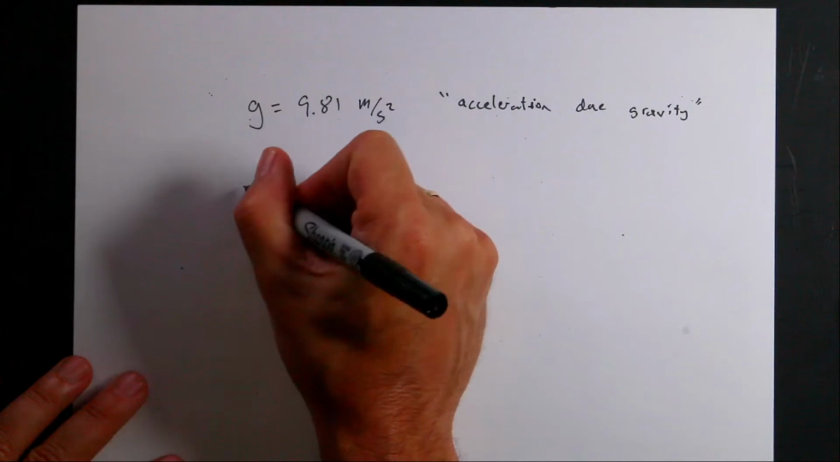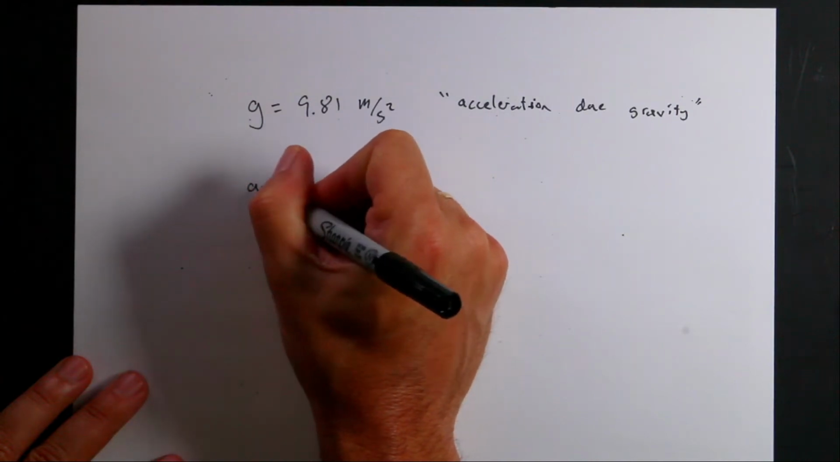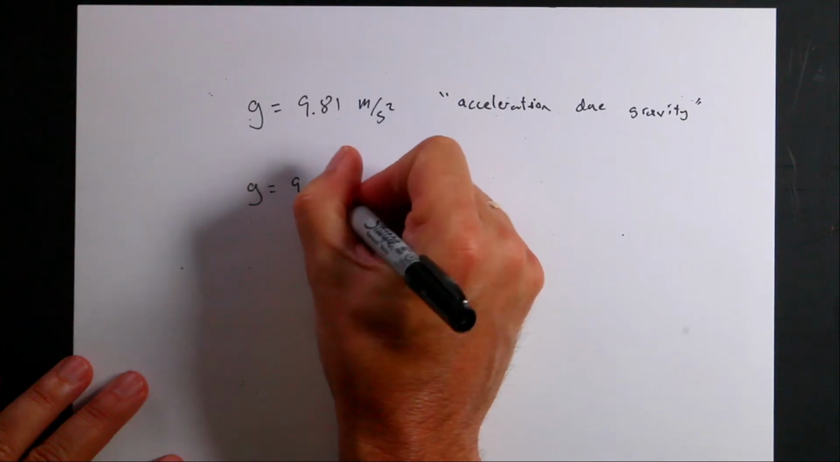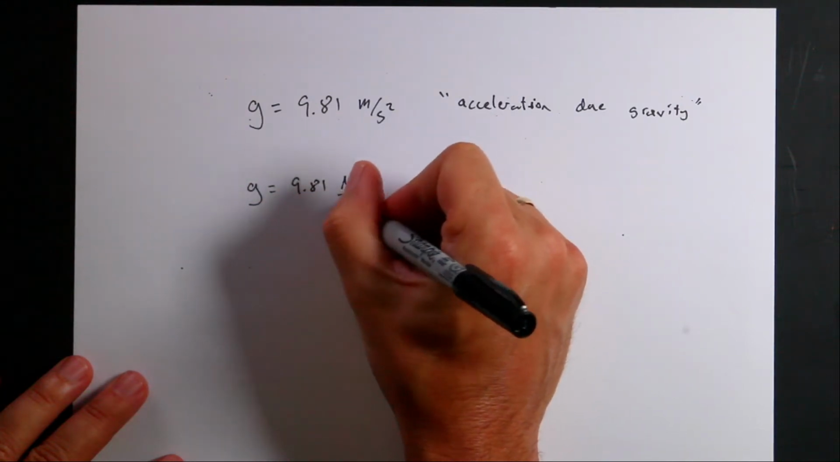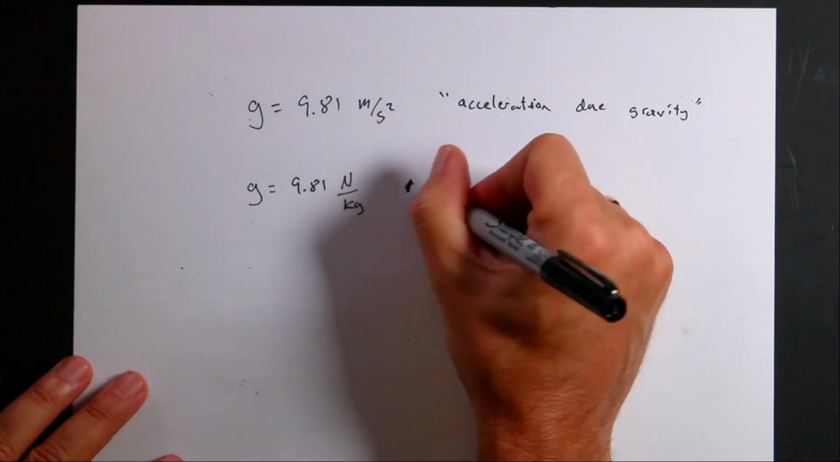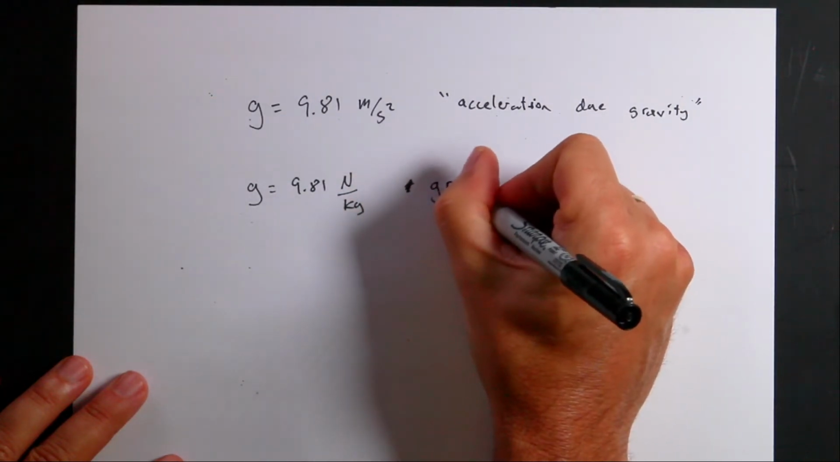A better term would be to say this. I'm going to even do a better one. g equals 9.81 newtons per kilogram, and I'll call it the gravitational field.